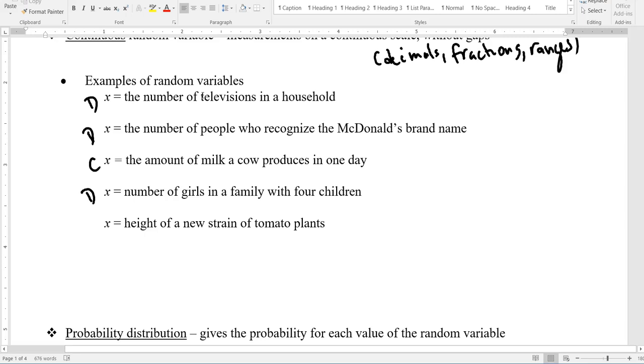Height of a new strain of tomato plants. Well, the height is going to be a range, right? It could be a foot, but it probably isn't exactly a foot. We would measure it to the nearest foot, maybe. That could make it discrete, but generally we measure height in feet and inches and the range in between, and we get those decimals, so that makes height continuous.